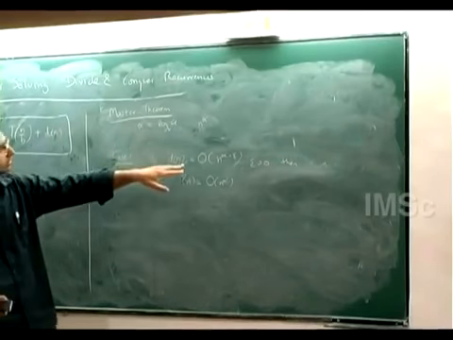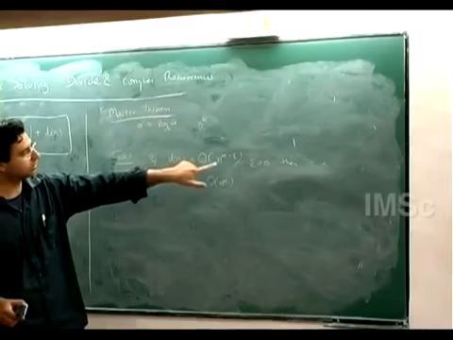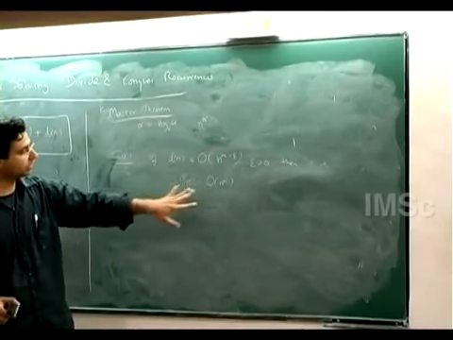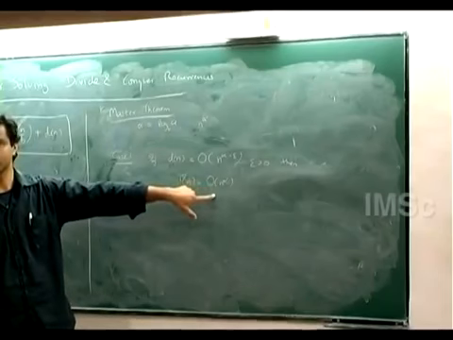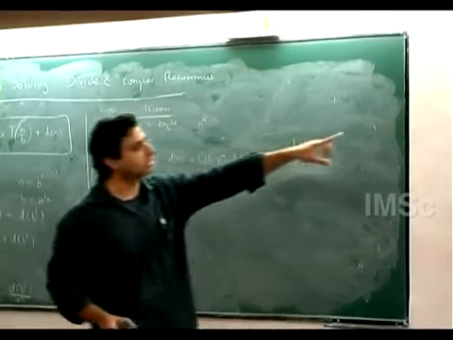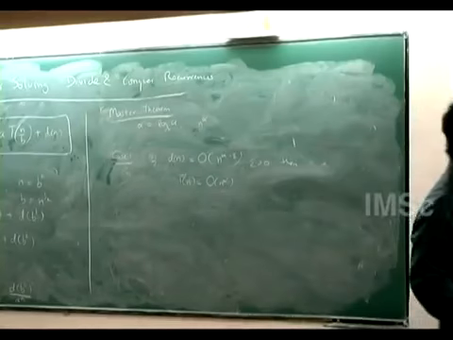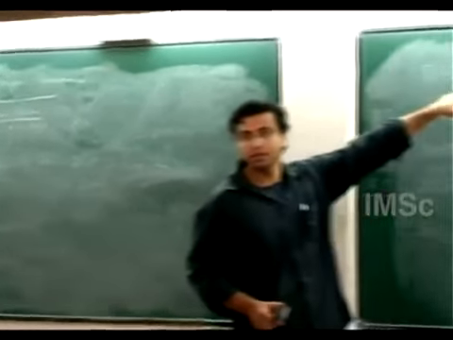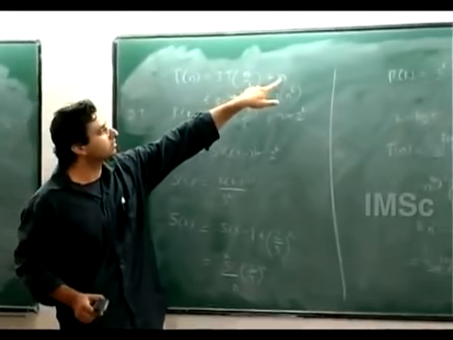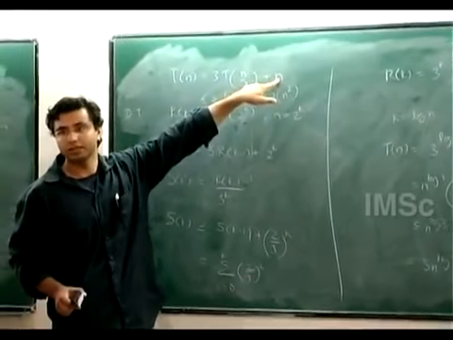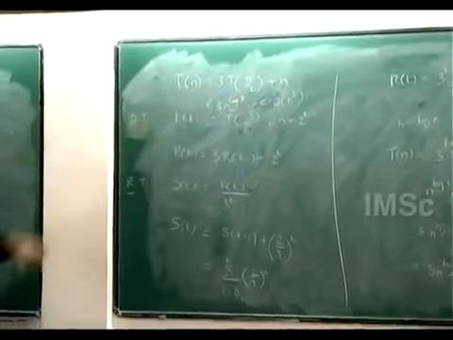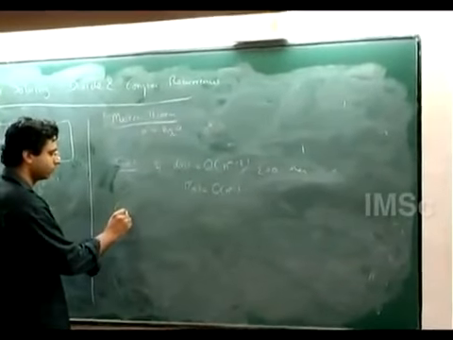So the first case is when the driving function is polynomially smaller than the watershed function; then we get that T is order of n raised to alpha, which is the case here. The driving function is n and the watershed function is n raised to log 3. So n raised to log 3 is polynomially greater than n. So we get that T of n is dominated by the watershed function.